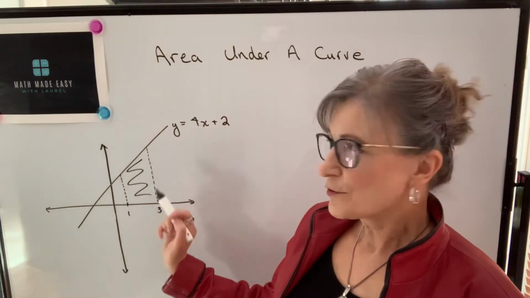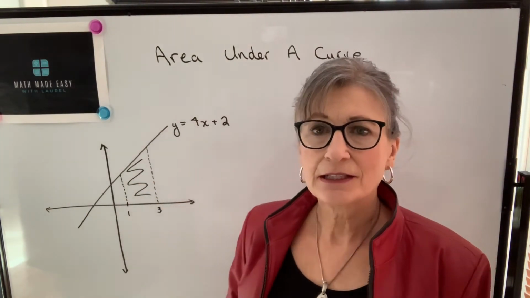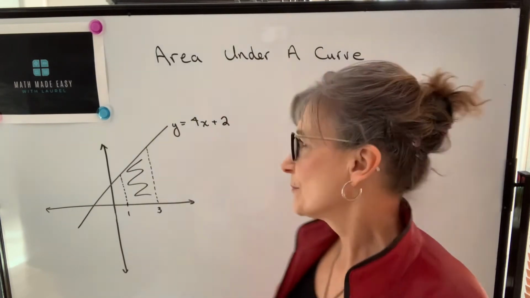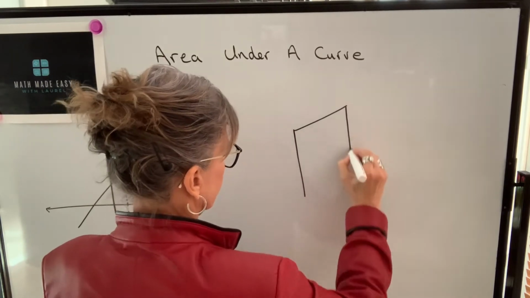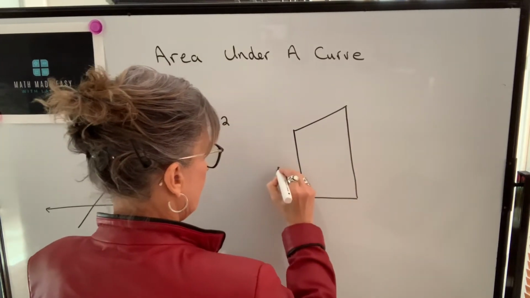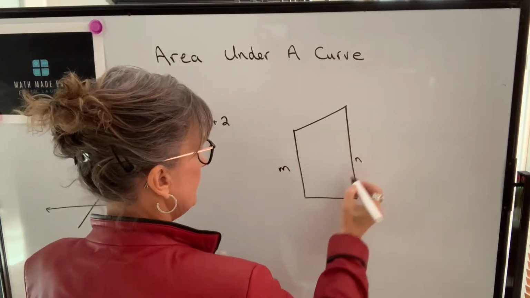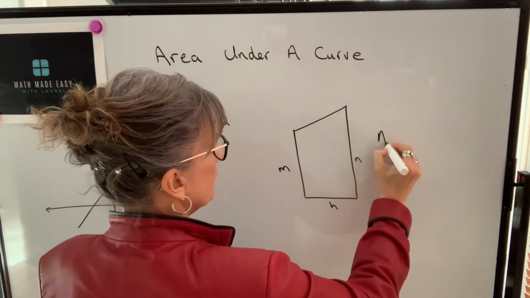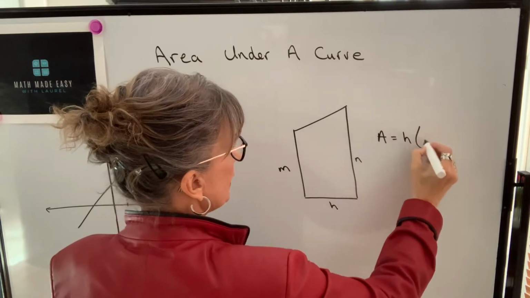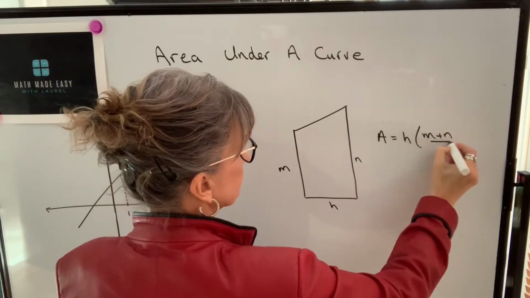Trapezoid means two sides are parallel and the other two are not. Now, in order to find the area of a trapezoid, if I call this side M and this N, and then this distance between H, the area will be H times the average of M and N.